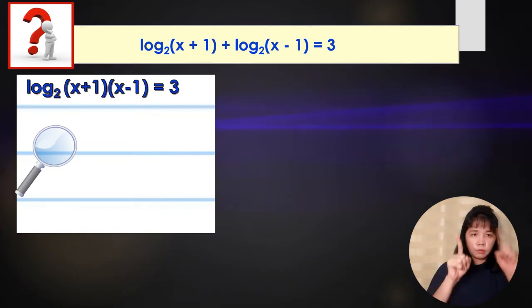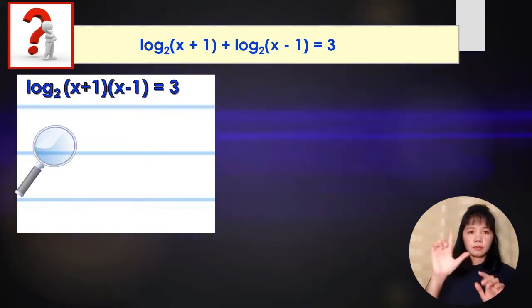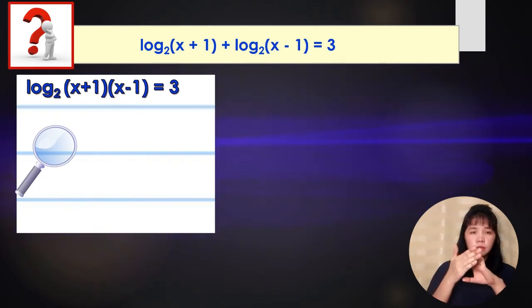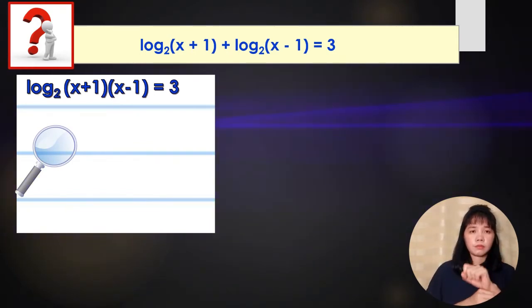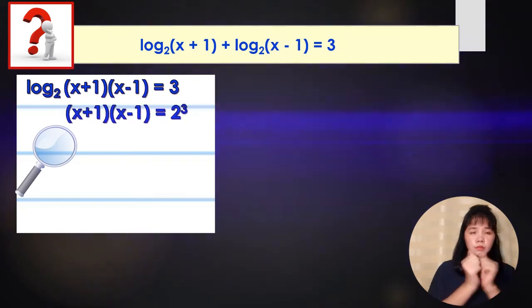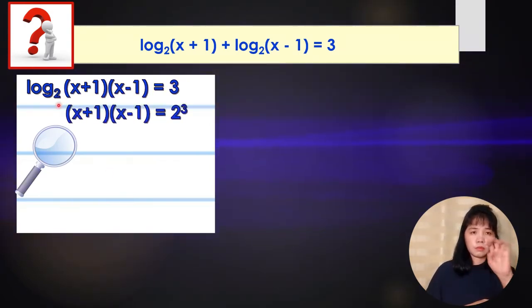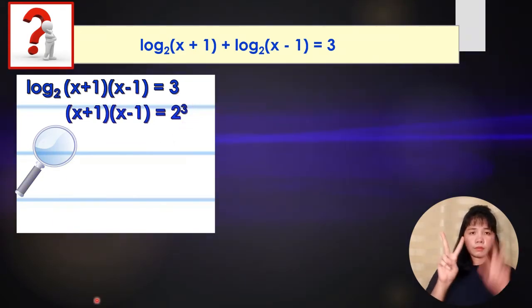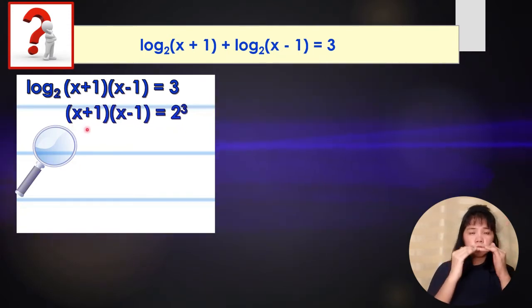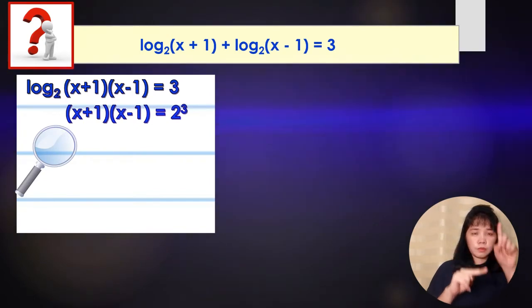So that will give us the logarithm of quantity x plus 1 times quantity x minus 1 to the base 2 is equal to 3. Now we're writing this in exponential form. We all know that 2 here is the base and 3 here will serve as our exponent. So 2 raised to 3 is equal to the quantity x plus 1 times the quantity x minus 1, or vice versa.